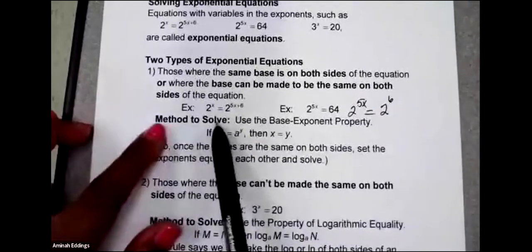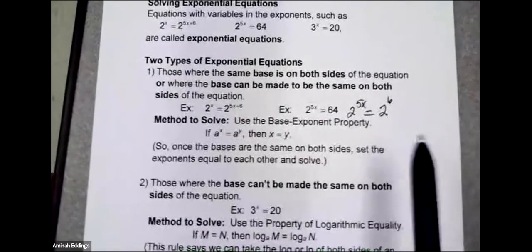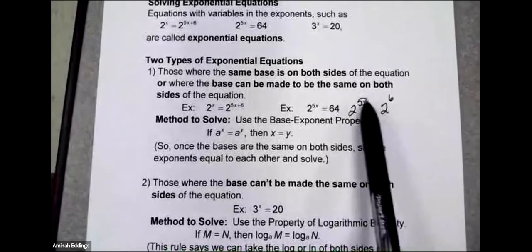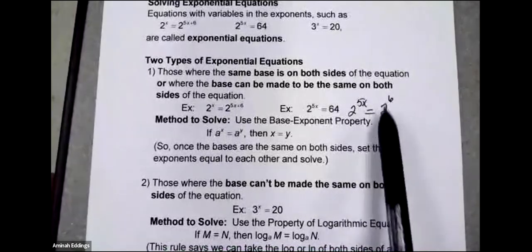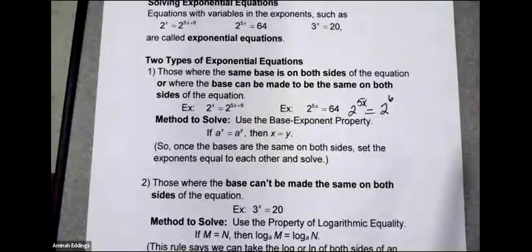When we have an equation like this, we can use a property that says if our bases are the same, then our exponents are equal. And then we can simply bring our exponents down and solve it. Okay, and we'll look at an example in just a moment.